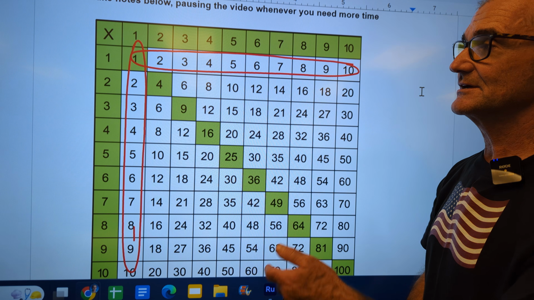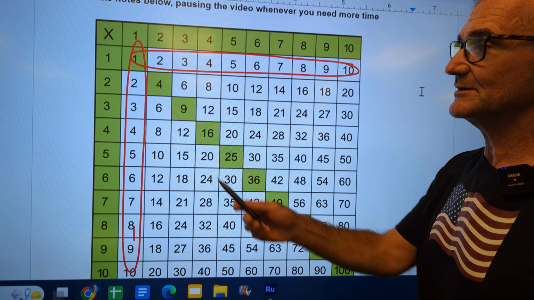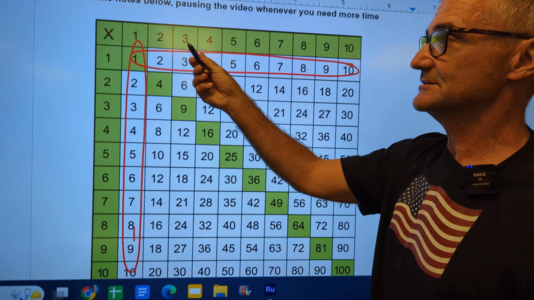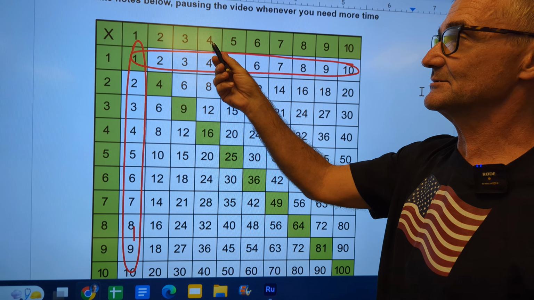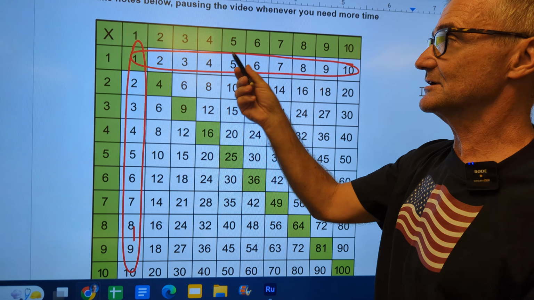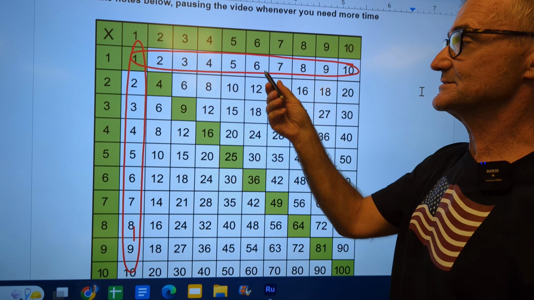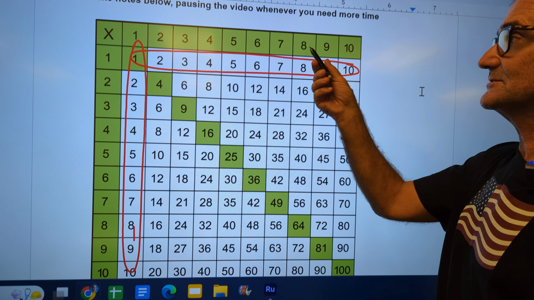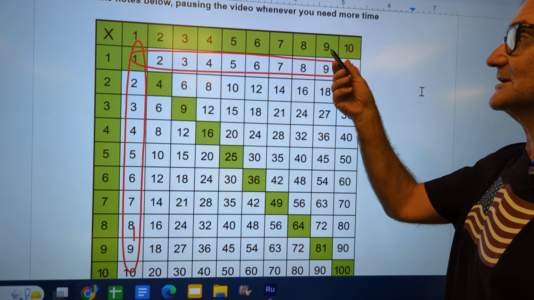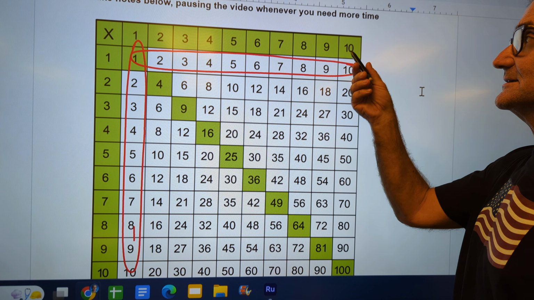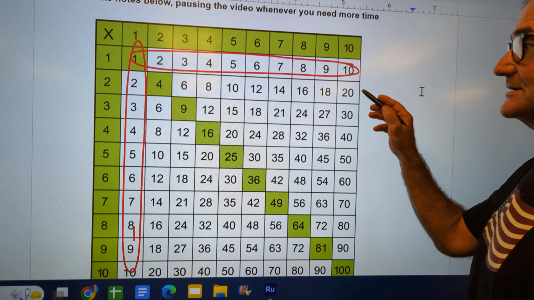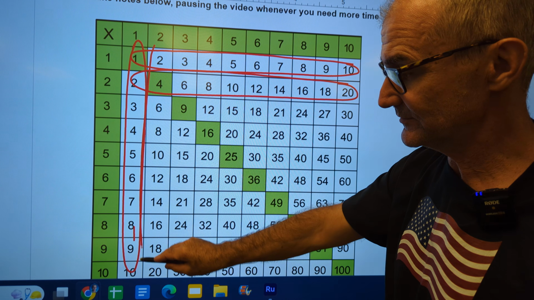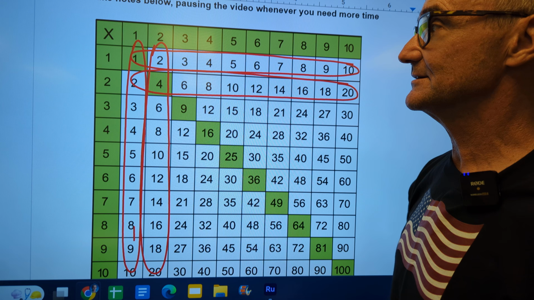Next are my twos. The way I do my twos, I just double the number. So 2 times 2, I double that 2 to get 4, double that 3 to get 6, double that 4 to get 8. 2 times 5 is 10, times 6 is 12, 2 times 7, 14, 2 times 8, 16, 2 times 9, 9 doubled is 18, 2 times 10, 20. So there are my twos. And it's going to hold true for these twos as well.